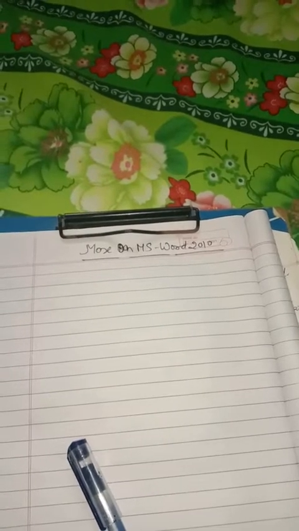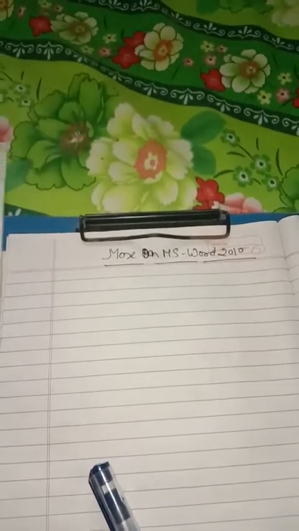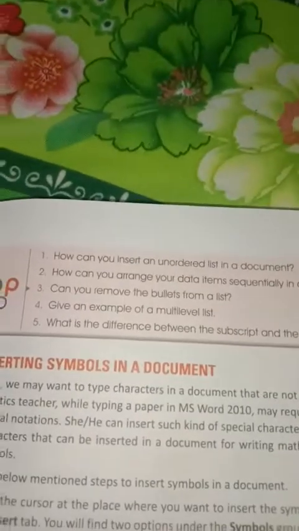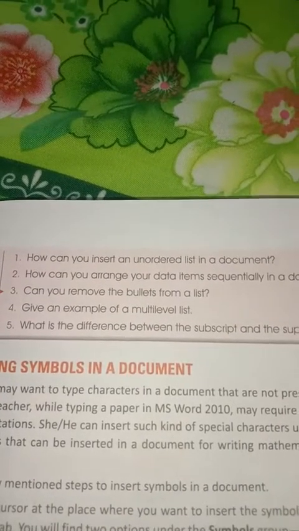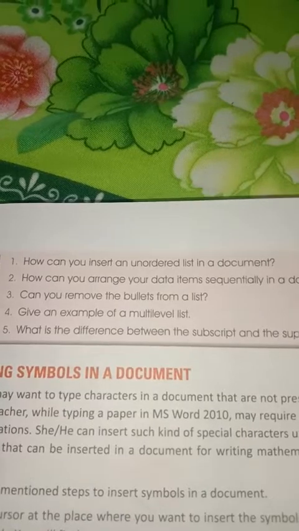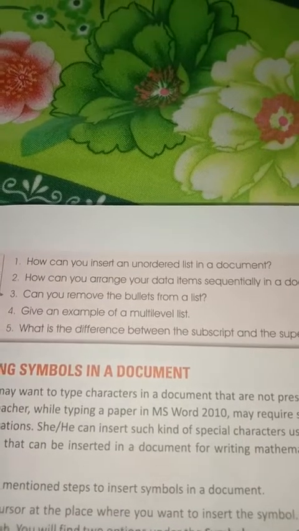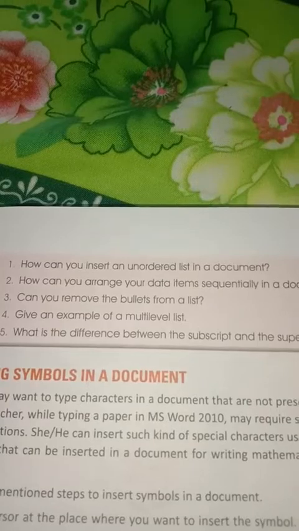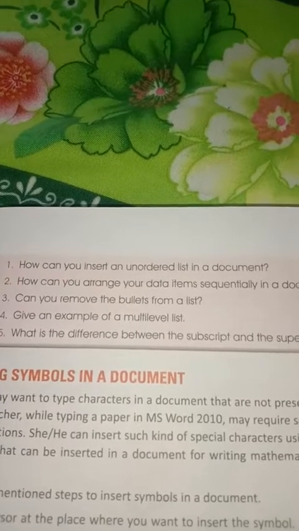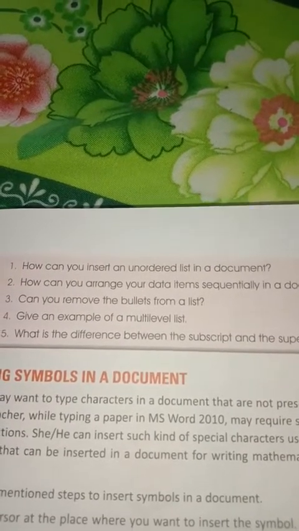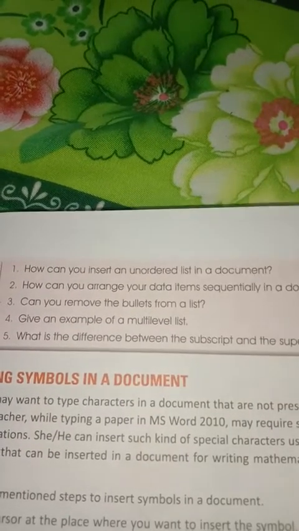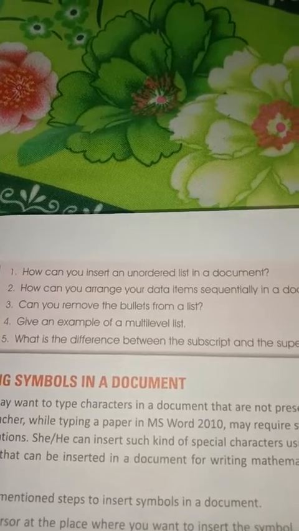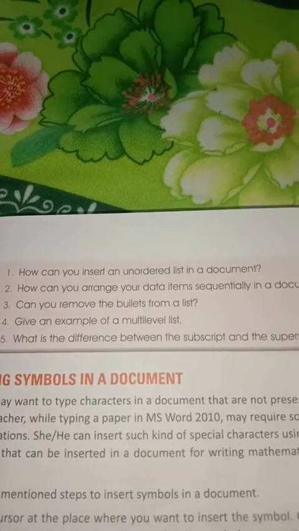So before moving further, let us discuss some of the questions that are given in the books. Question number 1, how can you insert an unordered list in a document? Unordered list means the list which is not in a sequence manner. So we can insert an unordered list in a document with the help of bullets. Generally bullets are used when we want to insert an unordered list. In order to insert an ordered list, we generally use numbers. This is question number 1.